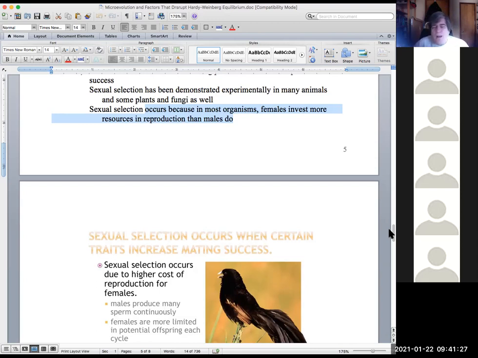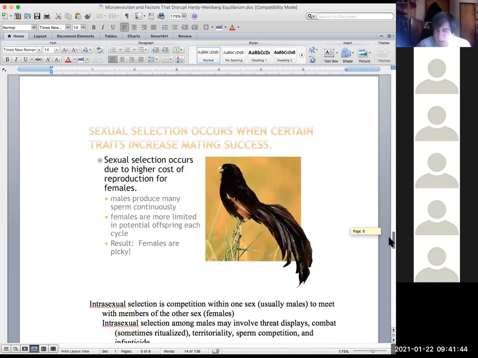So if you think about sexual selection as kind of a business strategy, since females invest many more resources, females want to make sure they choose a good business partner. Whereas males, they just want to start a business.